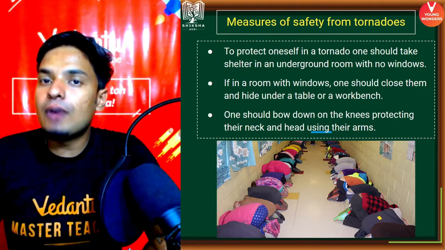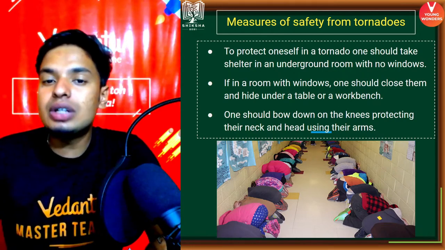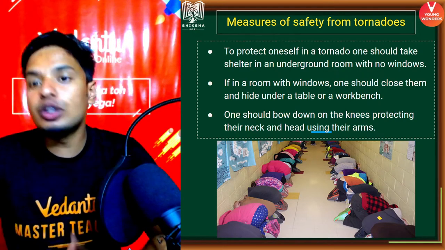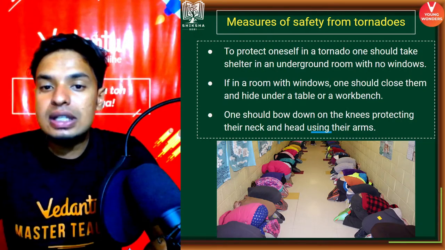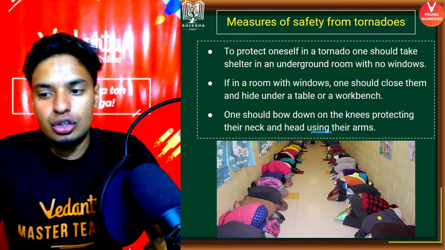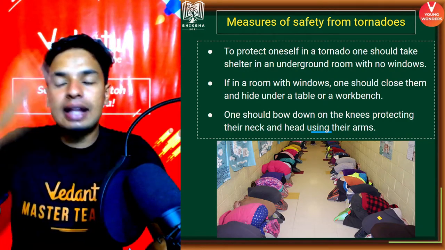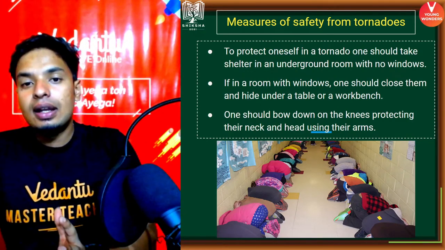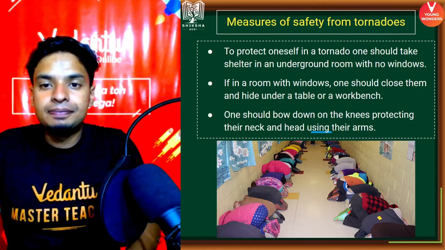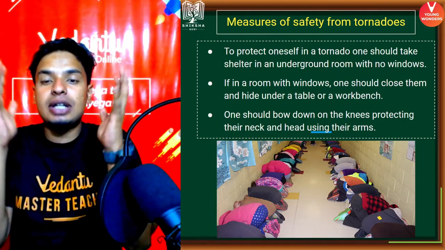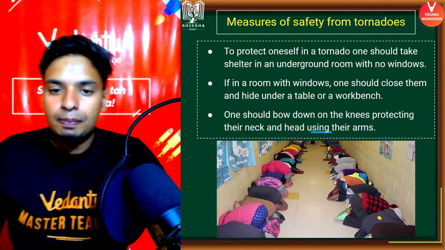Next, measures of safety from tornadoes. What all can we do? To protect oneself in a tornado, one should take shelter in an underground room with no windows. There should not be any windows. If in a room with windows, one should close them and hide under a table or a workbench. Next, one should bow down on their knees, protecting their neck and head using their arms. So the main parts of the body are protected. Your head, your neck, everything is protected, because these are the weak spots of humans. We have to protect ourselves.